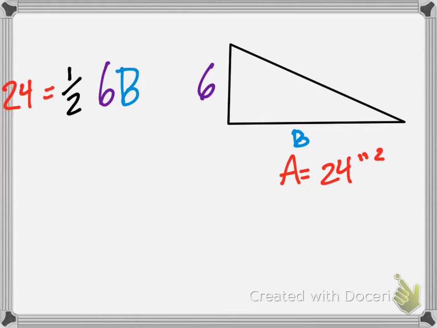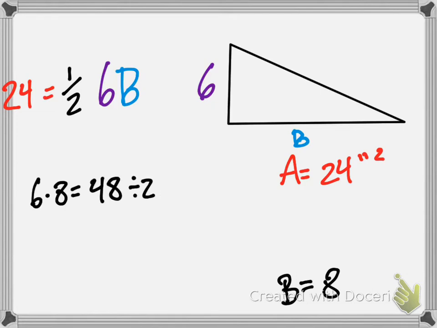I want you to figure out our missing side. We know our area is 24, and we know our area is half of our base times height. And we have our height. Our height is 6. But what's our base? So Daniel, you got 8. Now, how did you get 8 when you did this? Because 6 times 8 is 48, and then divided by 2 is 24.